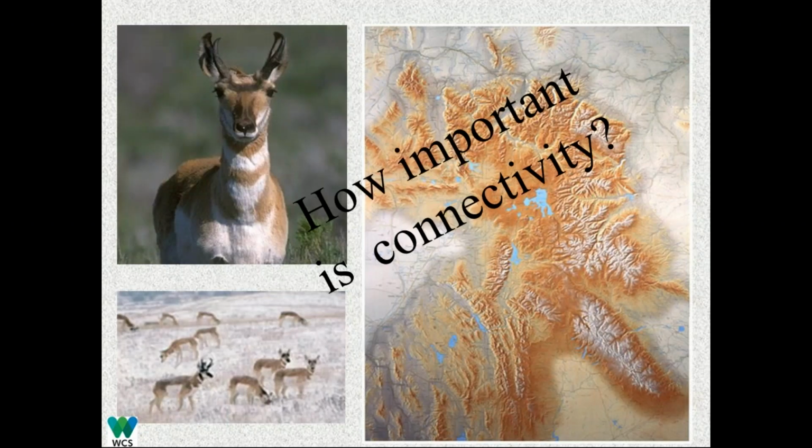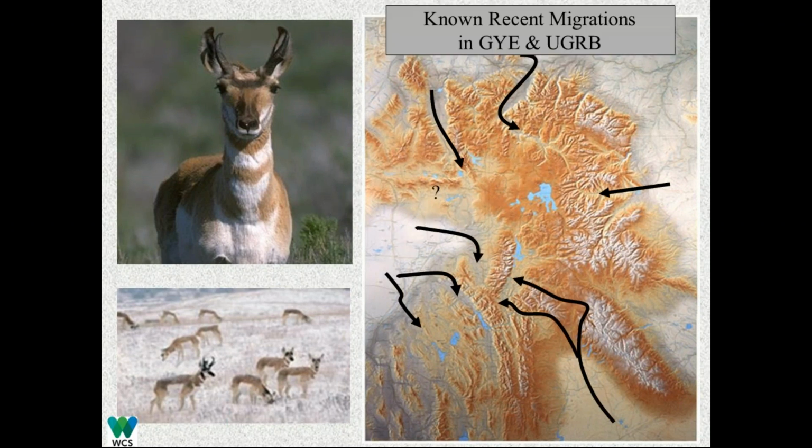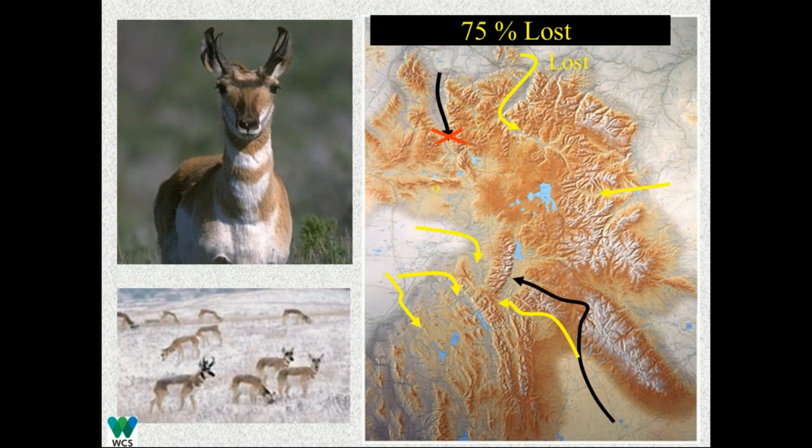So if we ask the question, how important is connectivity, and we use pronghorn as a model species, one of the things that we know is for a species like pronghorn that don't deal with deep snow very well, it's really critical that they can move between discrete summer and winter ranges, particularly in places in the Intermountain West where we can have severe winters, such as we find in the Greater Yellowstone ecosystem. When we look at the known recent migrations in the Greater Yellowstone ecosystem of pronghorn over the last several decades, one of the things that we've seen is we've lost 75% of those known migrations.